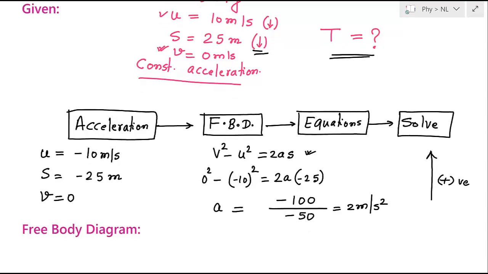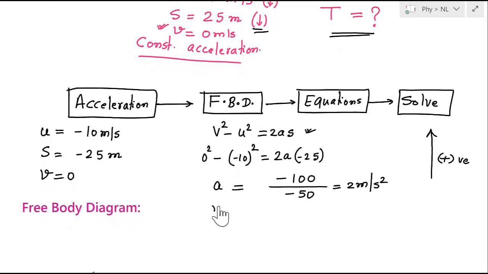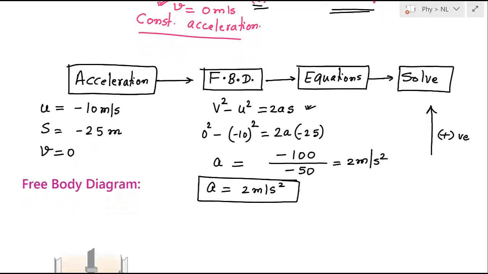So you see the acceleration is positive, and this is 2 meter per second square, and the positive sign makes sense because if acceleration is positive, this means the elevator will come to rest. This is an acceleration in the upward direction and the elevator is moving in the downward direction. So this acceleration will try to decelerate the elevator, and finally the elevator will come to rest.